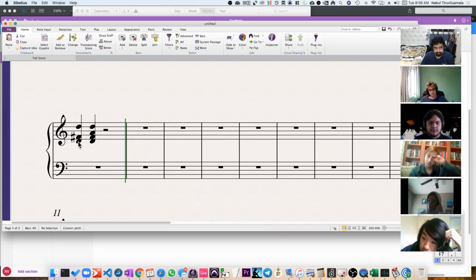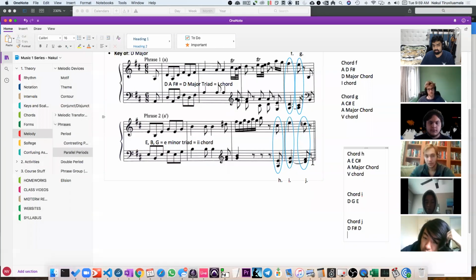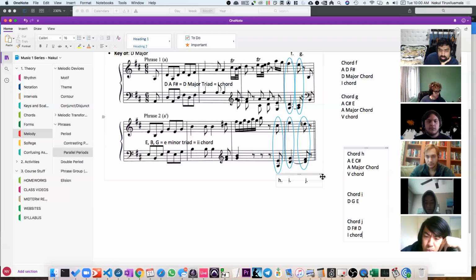Oftentimes, you'll see triads represented in this way. You'll see triads with the 5th omitted, and you'll see triads with the root doubled, okay? So it just happens that this chord right here, D, F sharp, D, is really communicating a 1 chord. Interesting, right? So between chord H and chord J, what kind of cadence is that? Authentic. It's an authentic cadence.